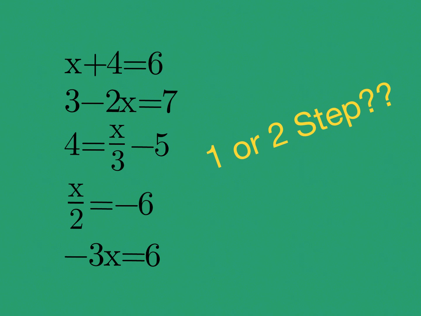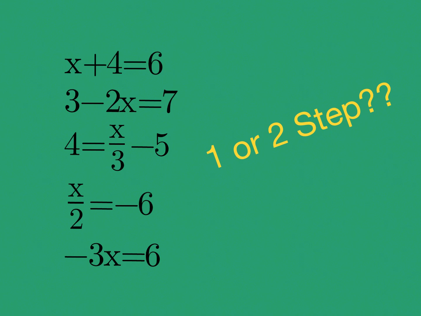How about the third one? 4 equals x over 3 minus 5. One or two step? Two-step, right? You've got to get rid of the negative 5, then you're going to have to get rid of a 3. How about that next one?